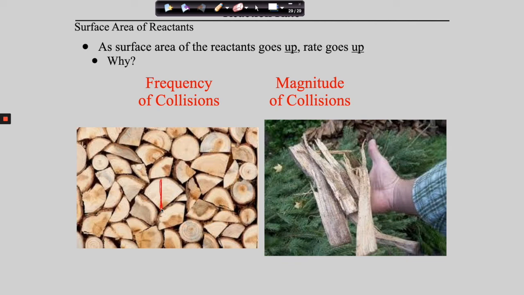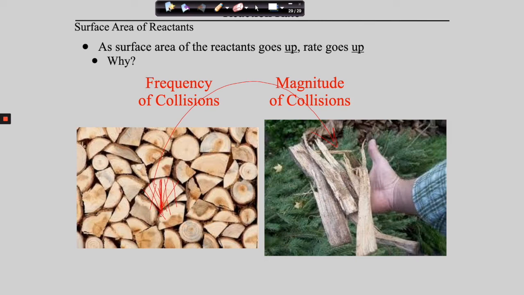And if we keep doing that and doing that, eventually we end up with kindling. And what we've done is we have now created so much surface area that there are so many places for the oxygen in the wood to collide that the reaction is more likely to take place faster, and that's why kindling works.